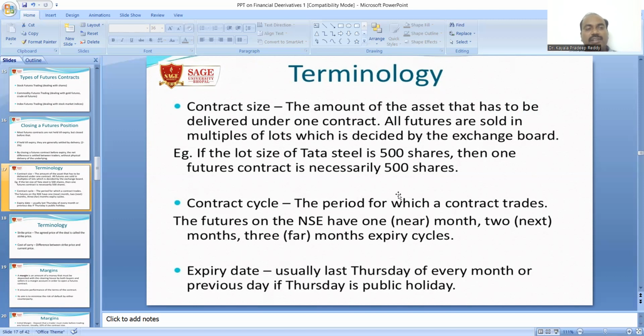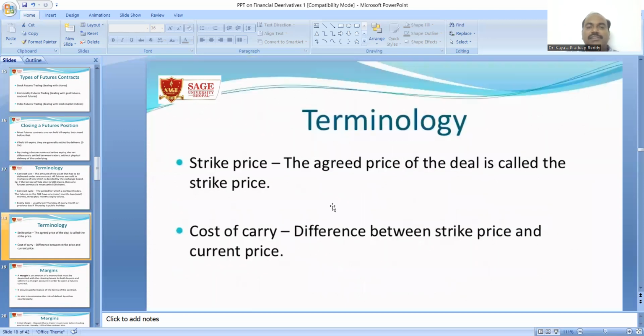So these are the terminologies that are used in futures contracts, and there are also the strike price and the cost of carry. What is the strike price? The agreed price of the deal is called the strike price, under which both the parties have entered into the contract. And the cost of carry is the difference between the strike price and the current price, because in the market we have two prices, and when we are carrying a contract, we have to see the difference between the strike price and the current price so that we can understand whether we are in profit mode or in loss mode.